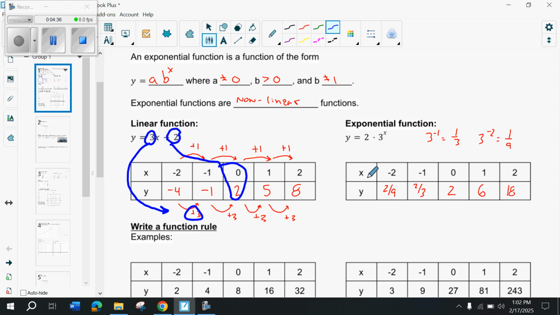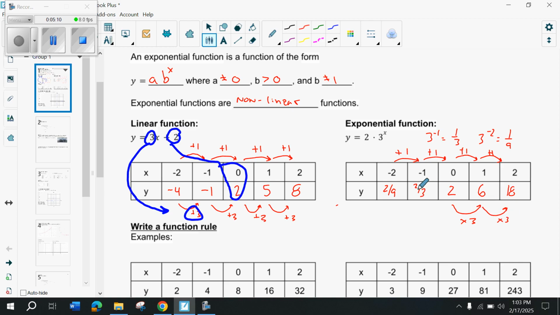Let's check out this one. I'm going to change back to red and make my weight a little bit smaller again like I did before. Notice that when my x values are increasing by 1, I'm going to start here again. My y values aren't increasing by 3. They are being multiplied by 3. They go from 6 to 18. It's being multiplied by 3.